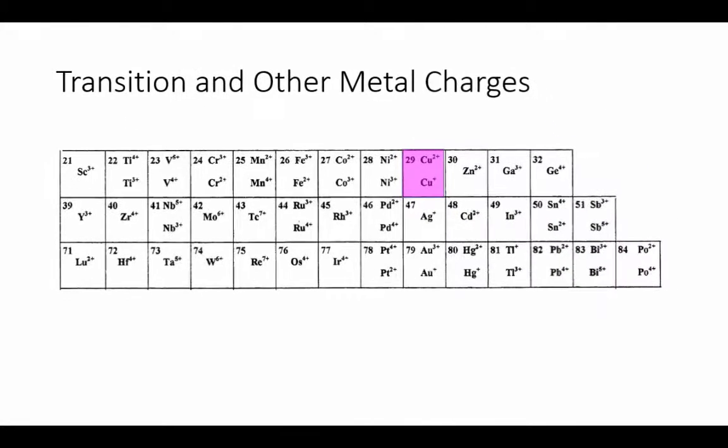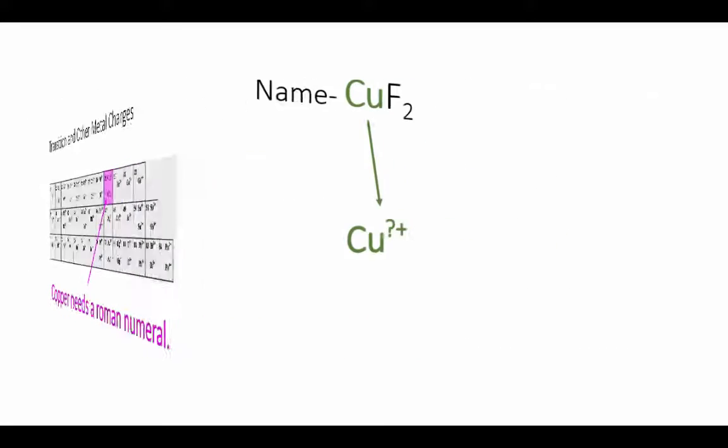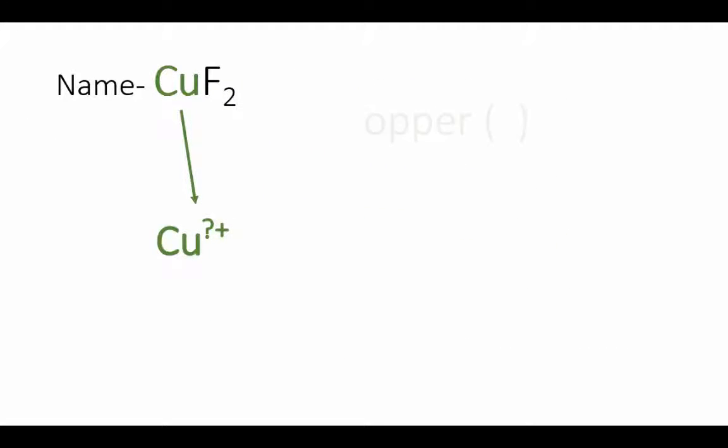Here is a copper fluoride compound, and copper is one of those transition metals, but does it have more than one charge? Let's look at the back of the periodic table and see. You'll find copper here on the periodic table, and you'll notice that copper does need a Roman numeral in its name as it has more than one charge.